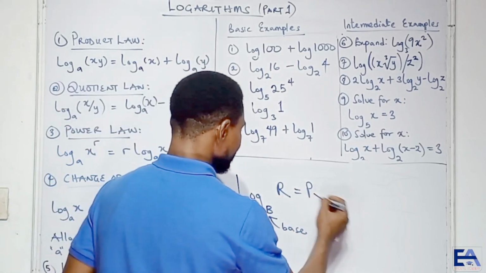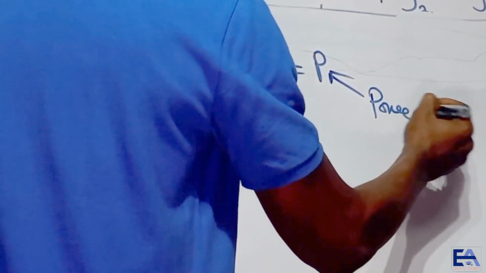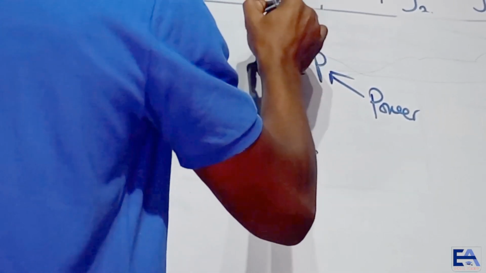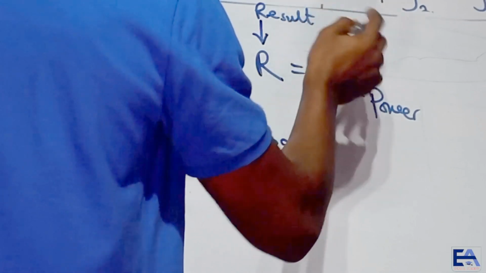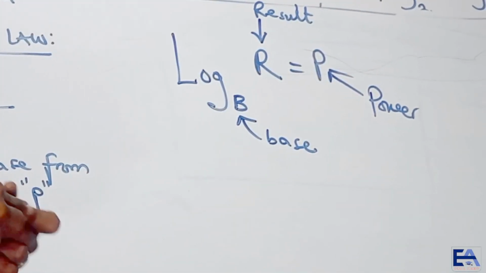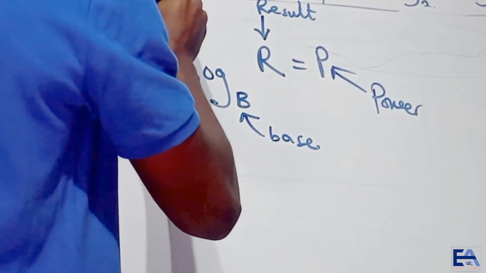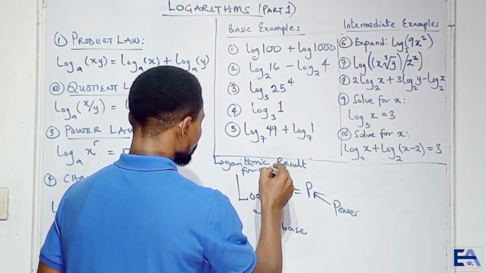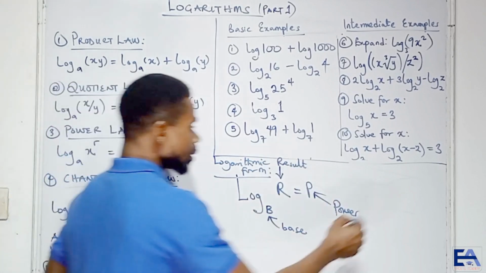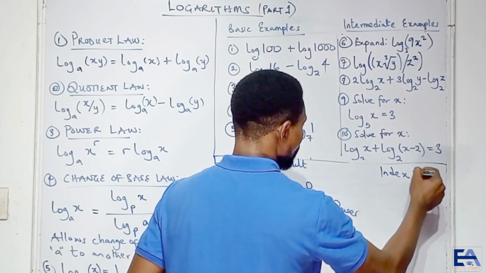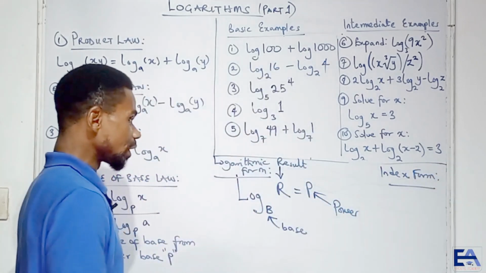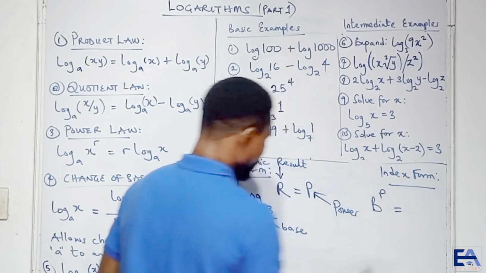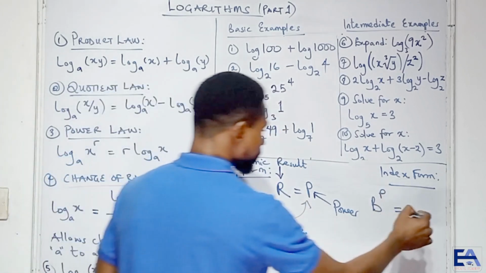This p stands as the power of the indices that the logarithm is formed from. You are going to understand that. This r is the result. If we intend to convert this logarithm to indices, this here is the logarithmic form. But if you want to have it in index form, it's going to come this way. This b will carry this power p. It's going to be b raised to power p is equal to this r.